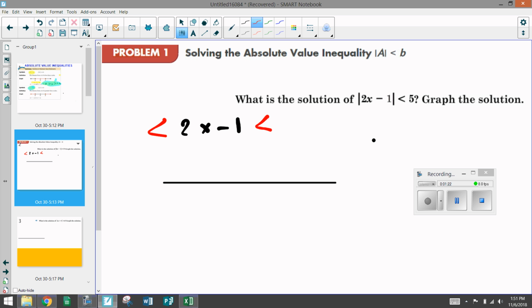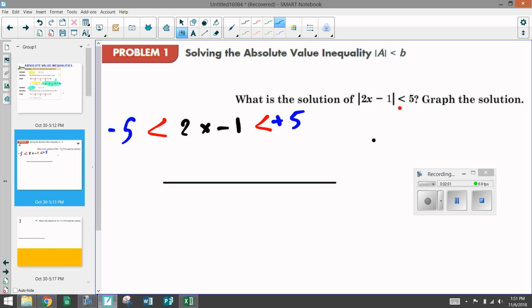Then it's very simple. What is the number here? 5. So plus 5 and minus 5. This is the first step. Very simple. Get rid of the absolute value sign, then put the expression in the middle of two less than signs, in between plus and minus 5. Is that clear so far? Makes sense? Yeah.